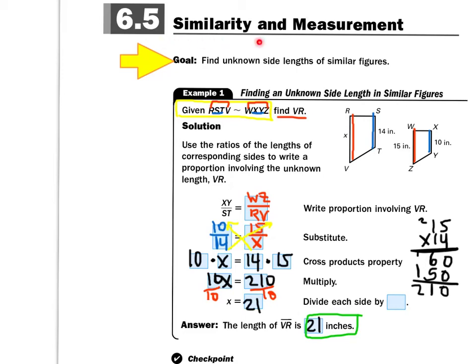Hello, you guys. Let's talk about similarity and measurement. In example 1, they gave us that RSTV is similar to WXYZ, and they want us to find VR.